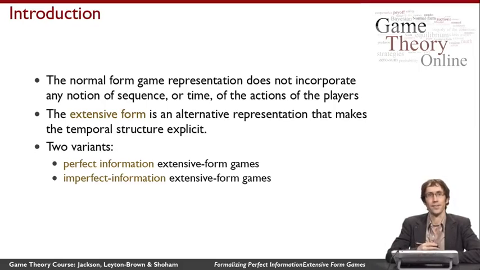There are two different kinds of extensive form games that we'll talk about in this course: perfect information extensive form and imperfect information extensive form. We'll start with the first case. Basically, they differ by whether the players are able to reason about everything the other player does, or whether sometimes they can't observe it.